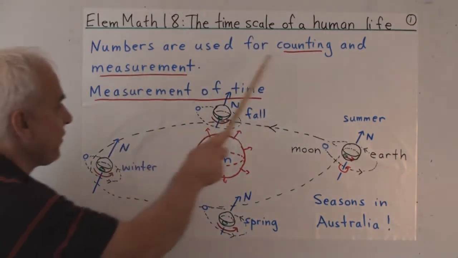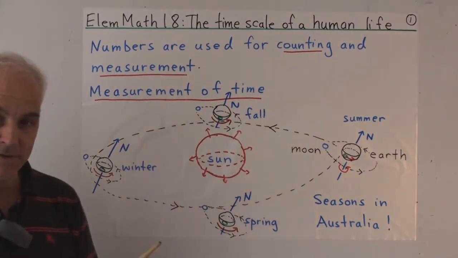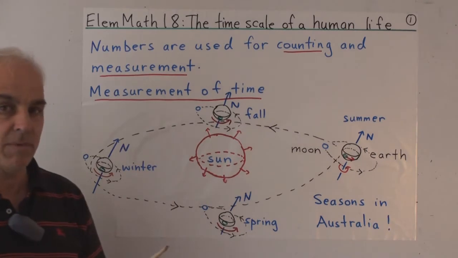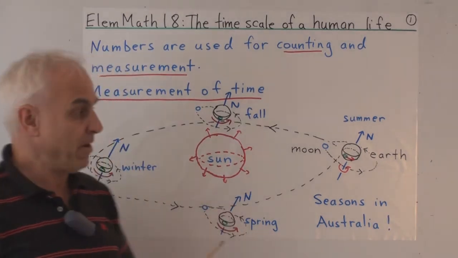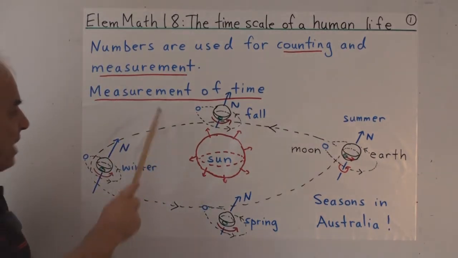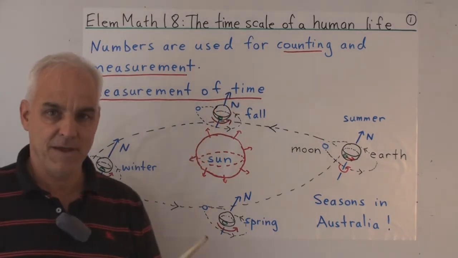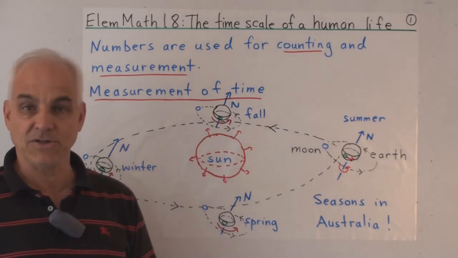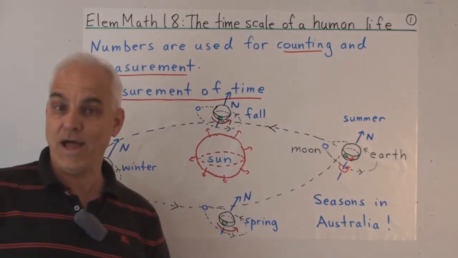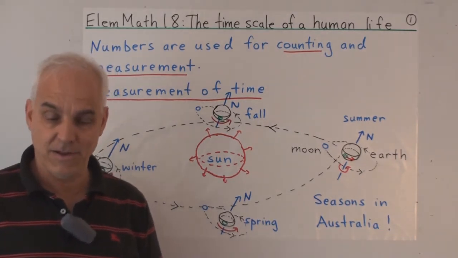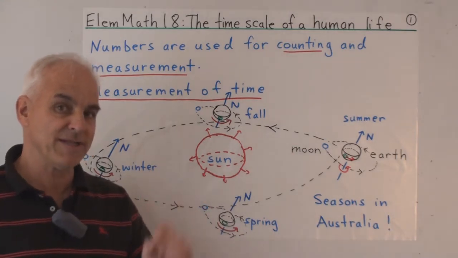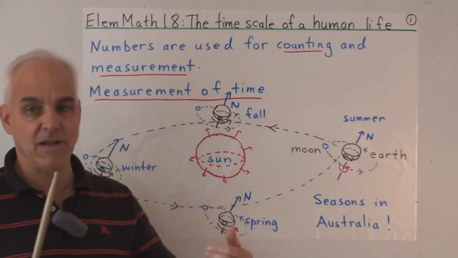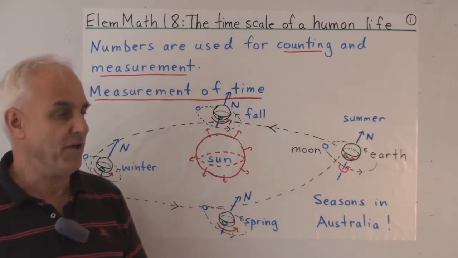So numbers are used for counting and measurement, and today we're sort of moving in the direction of measurement. We're going to be measuring other things as well, but a good place to start is with the measurement of time, because it's something that affects all of us, and that's reasonably easy to understand, even if you feel that you are not very mathematical. Nevertheless, you will have a pretty good sense of time, especially with regard to a human life, which is what we're going to focus on today.